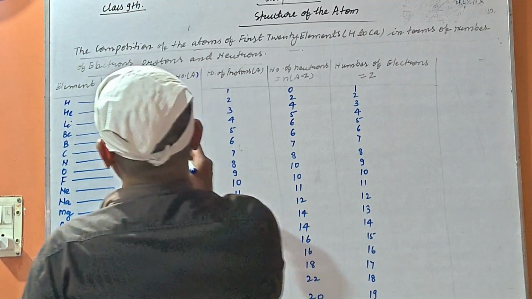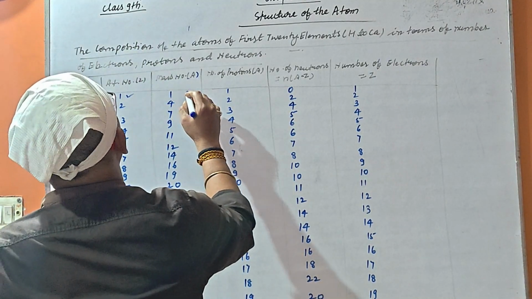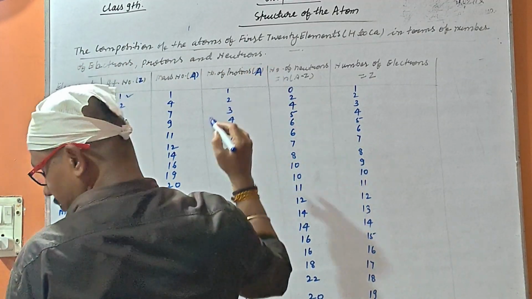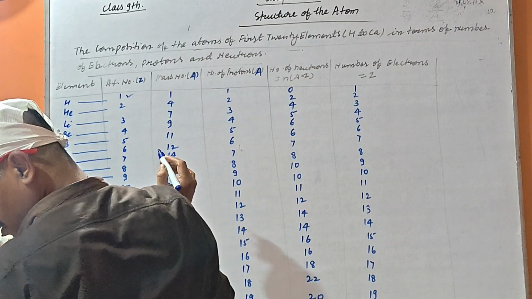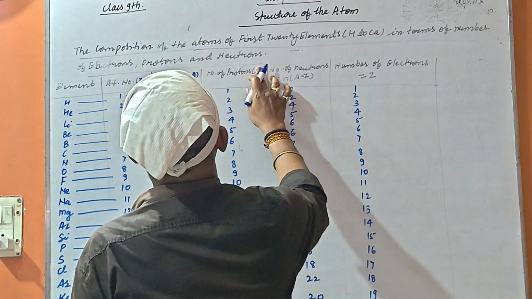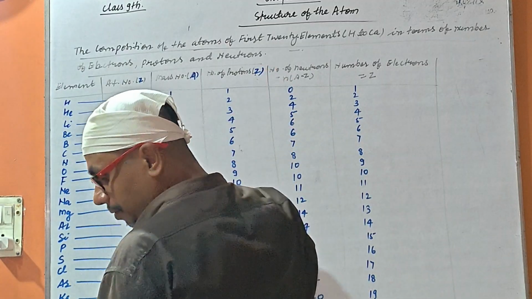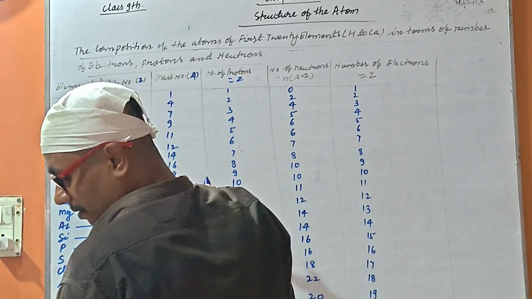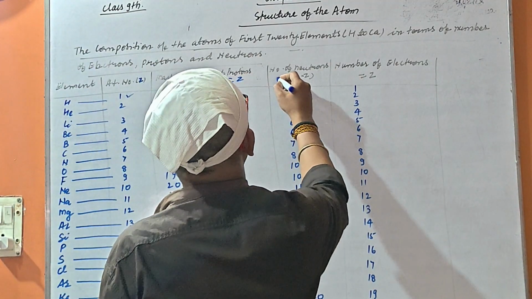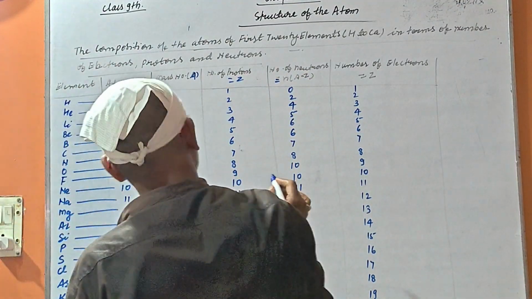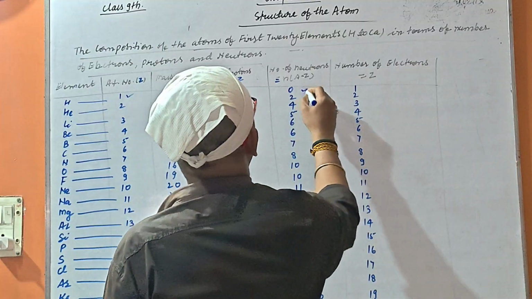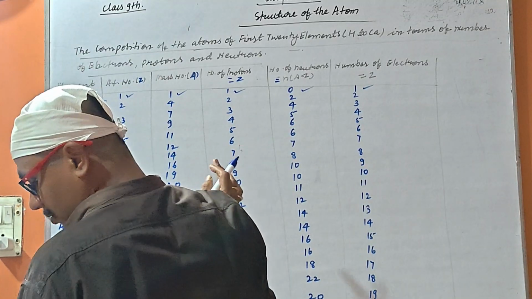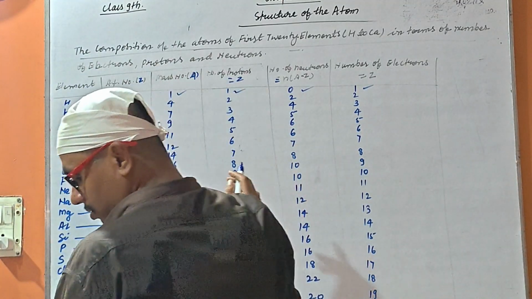So my dear students, let us look here. Atomic number is denoted by Z, mass number is denoted by A. Number of protons is equal to Z. Number of neutrons is equal to A minus Z. Number of electrons is equal to Z. Hydrogen: atomic number 1, mass number 1, protons 1, neutrons 0, electrons 1.